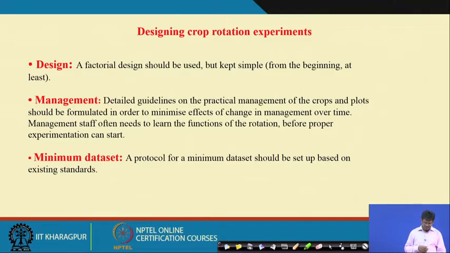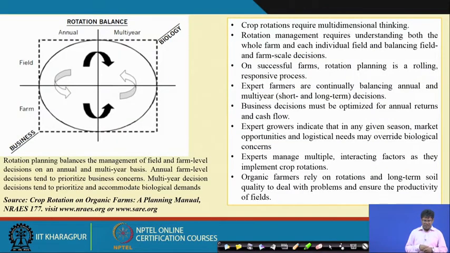So, this is the rotation design experiment, rotation balance. So, what do you mean by the rotation balance? It means when you go for designing or planning a rotation experiment, we plan for the seasonal, annual or multi-year plan, and also we plan for the field scale and the farm scale. That means field to farm: if you see a particular farm, there may be many fields, and the fields can have different types, all the fields may not be the same.